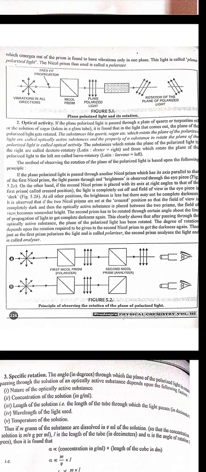It is observed that if the two Nicol prisms are set at the crossed position so that the field of view is completely dark, and then the optically active substance is placed between the two prisms, the field of view becomes somewhat bright. The second prism has to be rotated through a certain angle about the line of propagation of light to get complete darkness again. This clearly shows that after passing through the optically active substance, the plane of the polarized light has been rotated. The degree of rotation depends upon the rotation required to be given to the second Nicol prism to get the darkness again. Just as the first prism polarizes the light and is called polarizer, the second prism analyzes the light and is called analyzer.